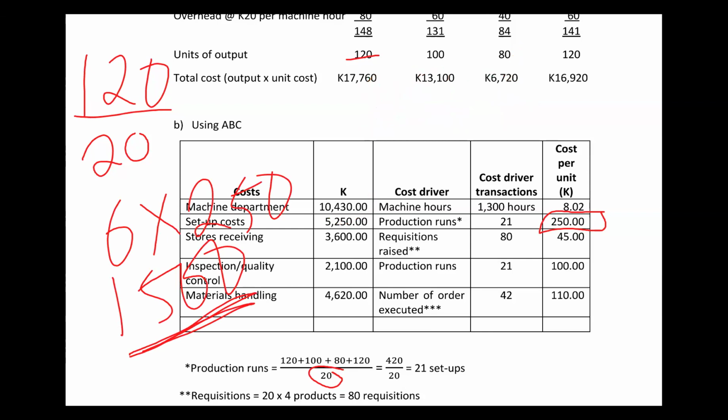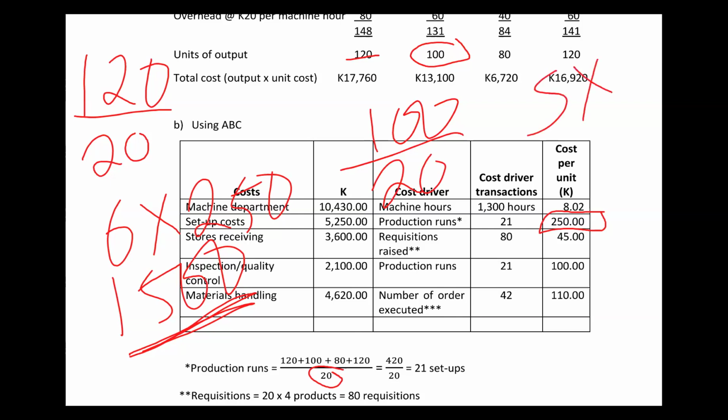For product B, you have to get how many units there are. There are 100, divided by how many units per batch? There should be 20 units. That is what the question says. So 100 divided by 20 will give us 5. 5 times 250, these units, 250.